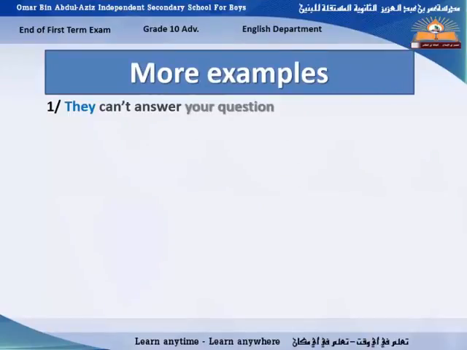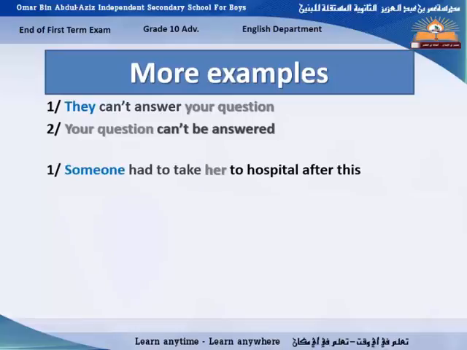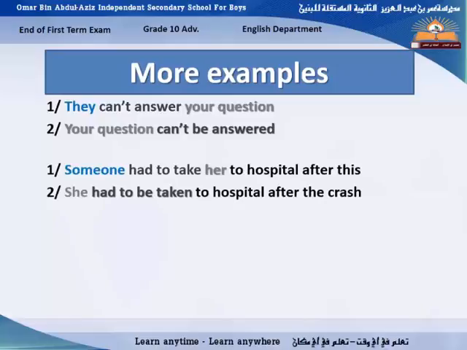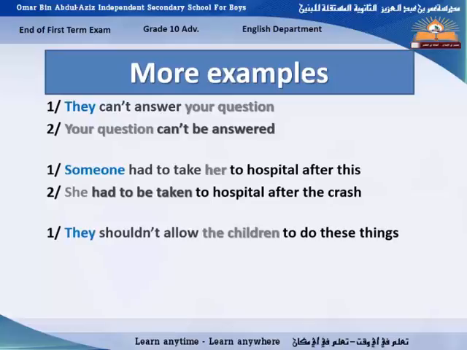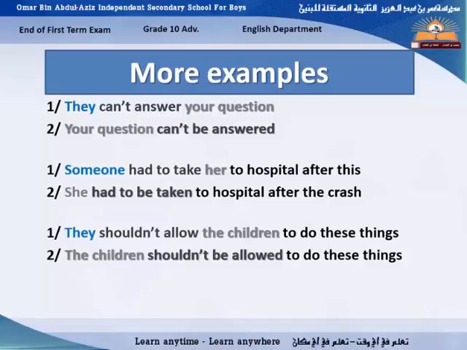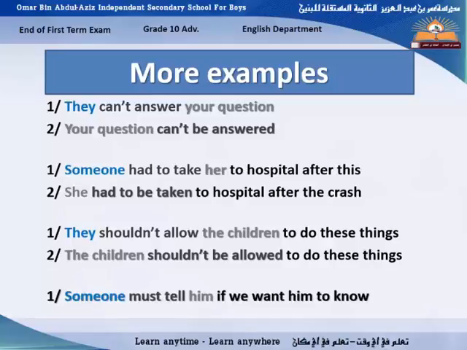More examples. They can answer your question. Your question can be answered. Someone had to take her to the hospital after this. She had to be taken to hospital after the crash. They shouldn't allow the children to do these things. The children shouldn't be allowed to do these things. Someone must tell him if we want him to know. He must be told if we want him to know.